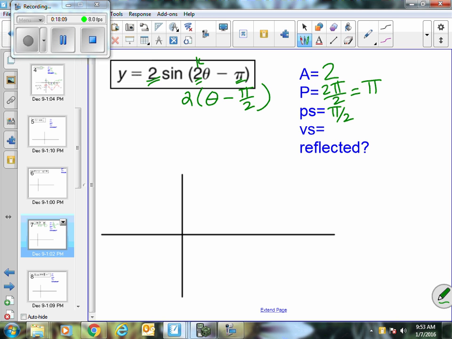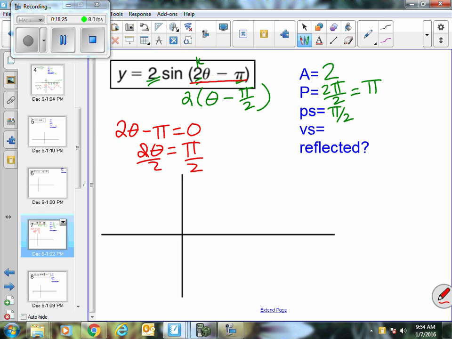Now, if that's hard for you to see, and especially with fractions, it can be kind of tricky. Remember, you don't have to do it that way. You can take whatever is on the inside and set it equal to 0 and just solve for theta to see what that shift is from 0. How far did they move from 0?